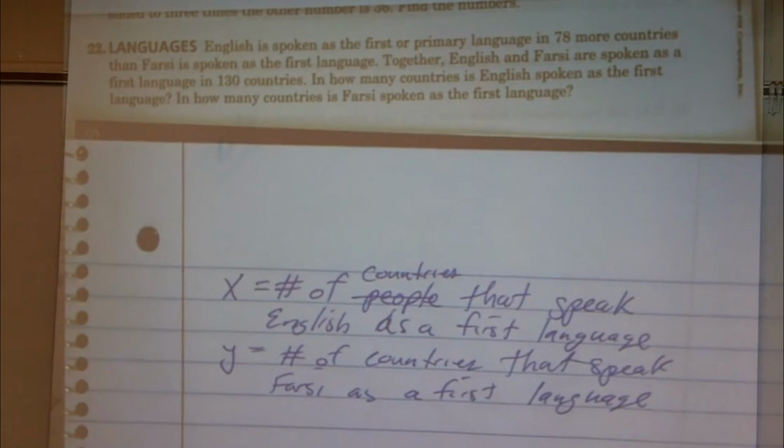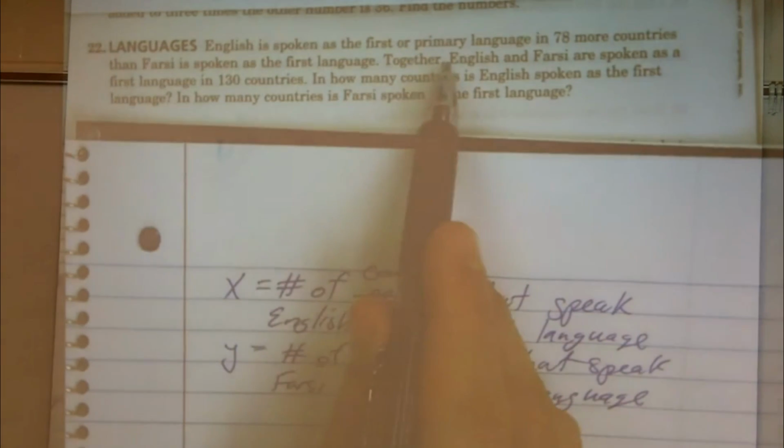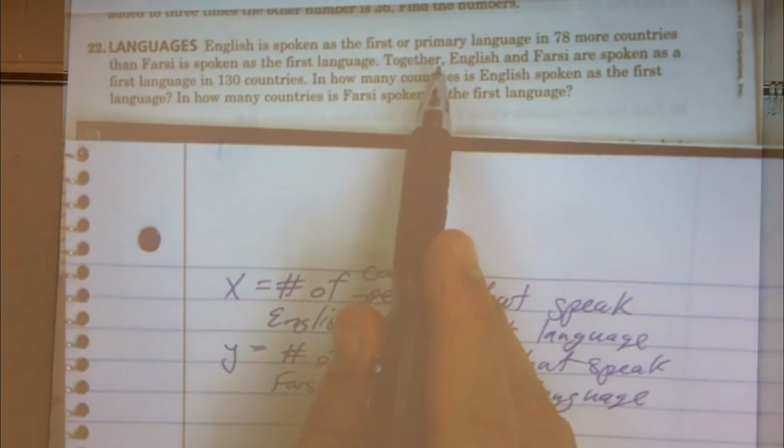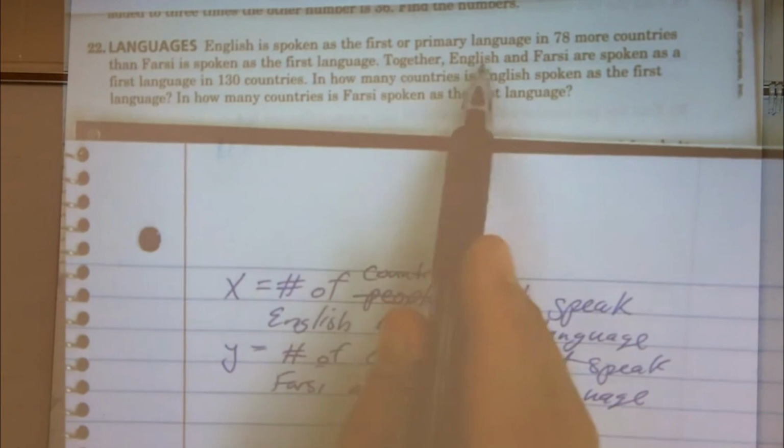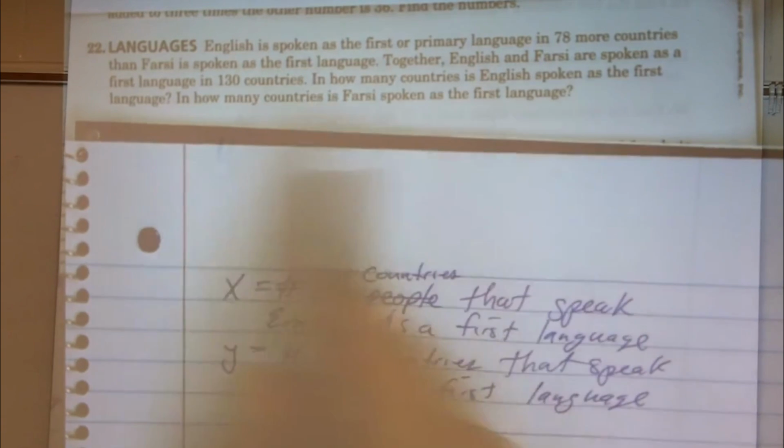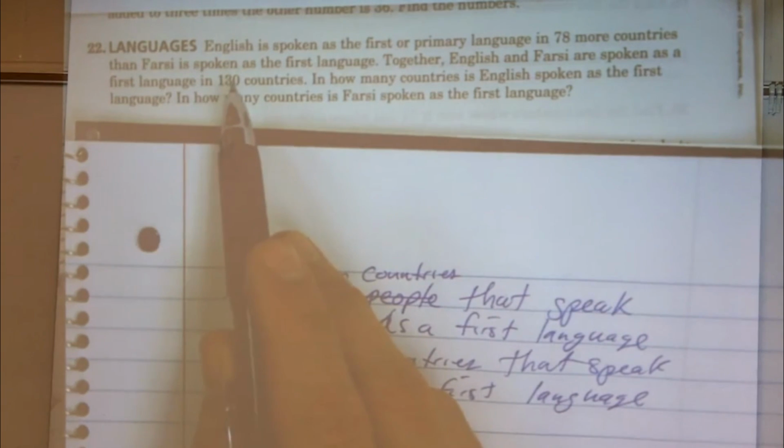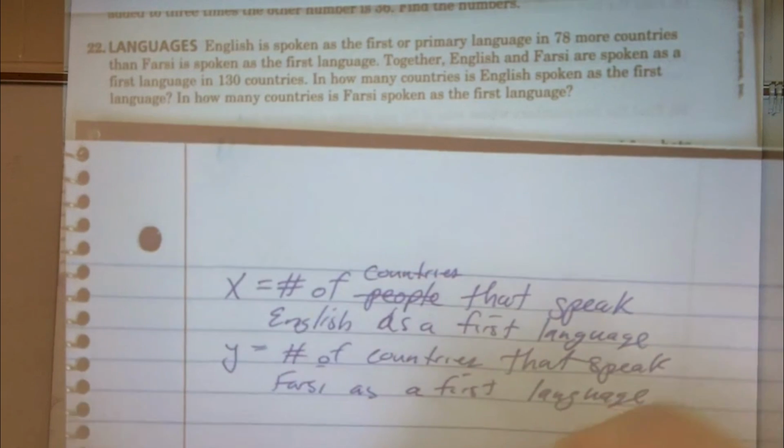Once you can get to that part, all you need to do is go back to the problem and see how you can solve the rest of this. So I go back in there and I'm going to read. It says together. Together tells you what operation? Add, subtract, multiply, divide? Add. Together, English and Farsi are spoken as the first language in 130 countries.